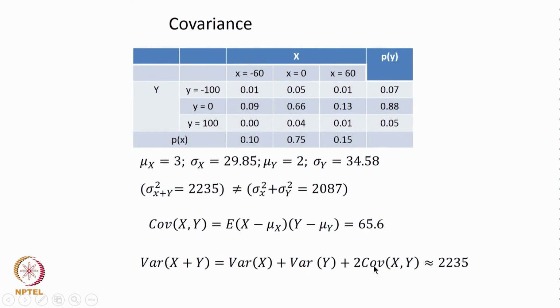Now the variance of x plus y is equal to variance of x plus variance of y plus 2 times covariance of x, y, which we get as 2235 in this example. That is a way to find out the variance of x plus y, rather than try to take each of these cases and individually find out. It is easy to find the covariance, and from the covariance go back and calculate variance of x plus y.